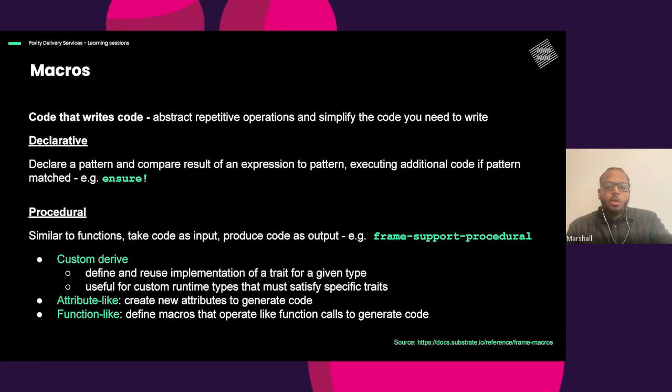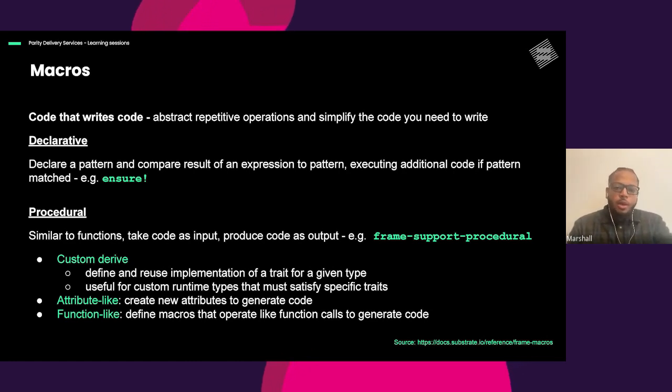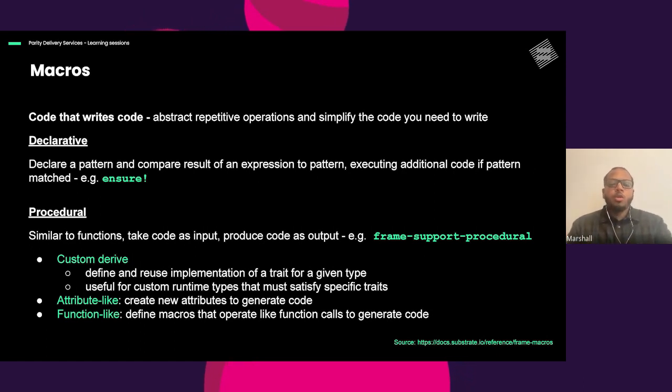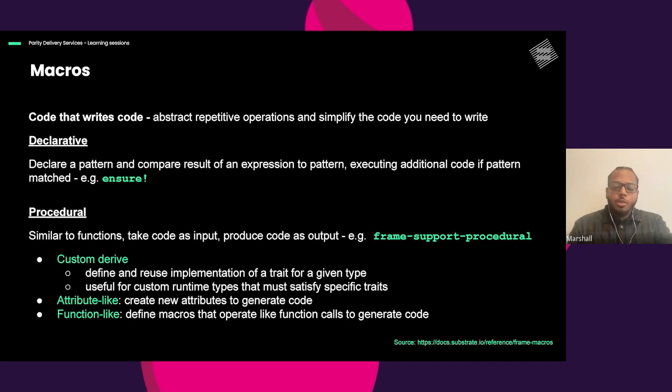Attribute-like, so you can create new attributes to generate code. And function-like, define macros that operate like function calls to generate code. So that's also a part of the FRAME pallet outer macro pattern. You'll have these inner macros, and then you have an outer macro like frame support pallet, which then consumes those macros and expands on the code that you gave it to create those pre-built APIs and functions that you don't have to create yourself, and thus allows you to have a better development experience as a FRAME developer.